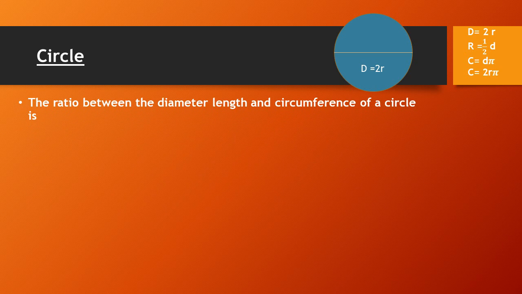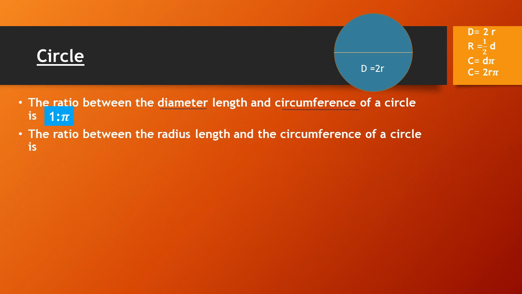The ratio between the diameter length and circumference of a circle. I ask you to find the ratio between the diameter length and circumference. It's equal to 1 to pi. The ratio between the radius length and the circumference of a circle is, if we have a ratio between radius and circumference, that means radius will be 1 and circumference here will be 2 pi. Then the ratio between the radius and circumference is 1 to 2 pi.